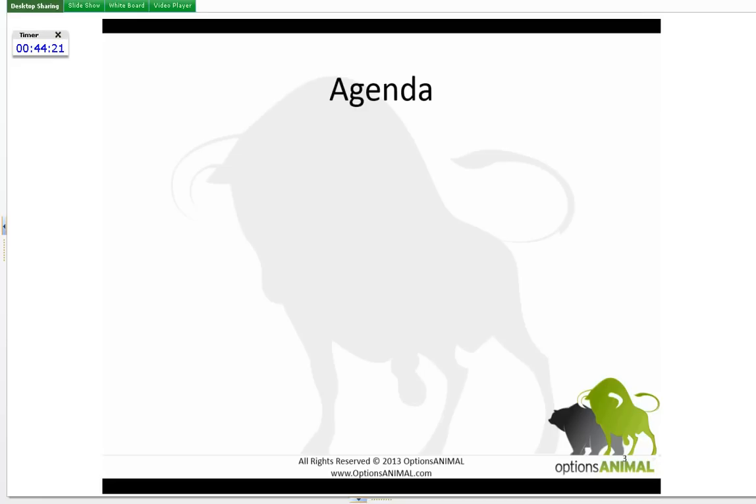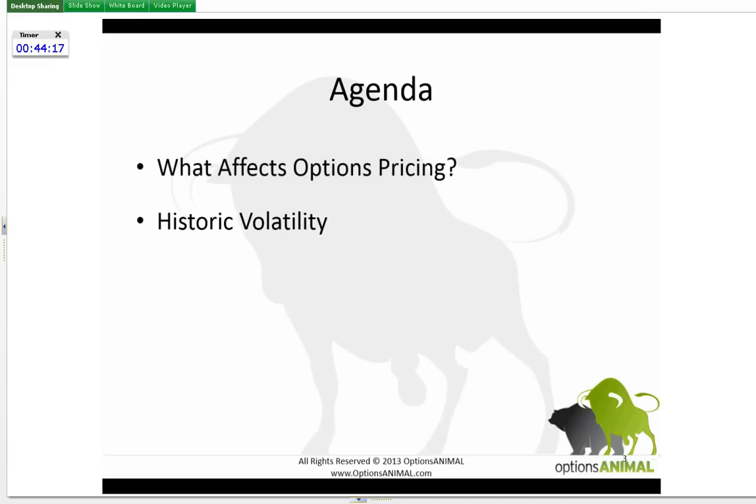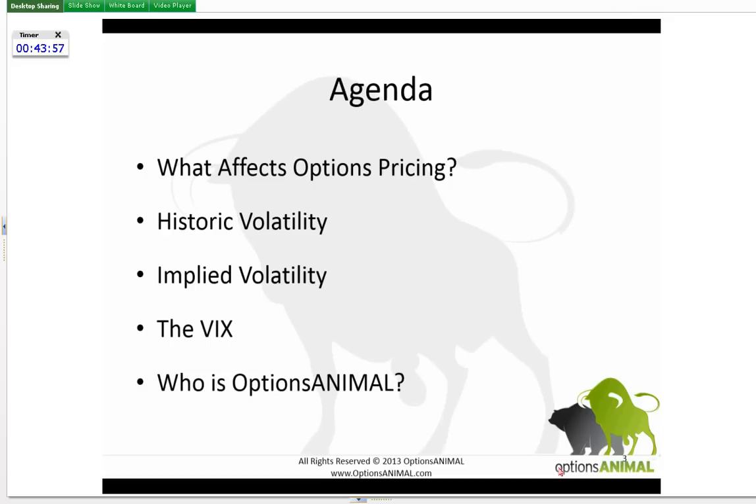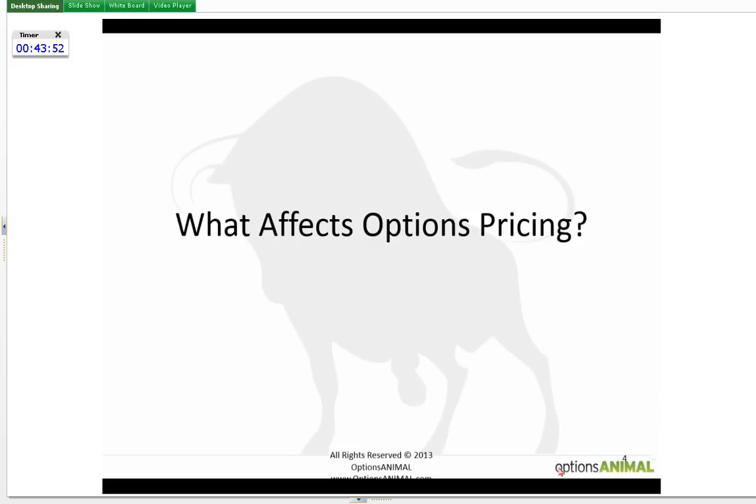So here's the agenda, what we're going to go over today. We're going to talk about what affects option pricing. We're going to talk about the two different flavors of volatility, historic volatility and implied volatility. Implied volatility is the one that's pretty exciting. People want to learn about it, but you really need to understand historic volatility before you can begin to understand implied volatility. And then we'll talk a little bit on the VIX. I'm not going to talk a lot on the VIX, but we'll talk a little bit on it. And then I'll just give you a quick overview of who we are and how to get more information from there.